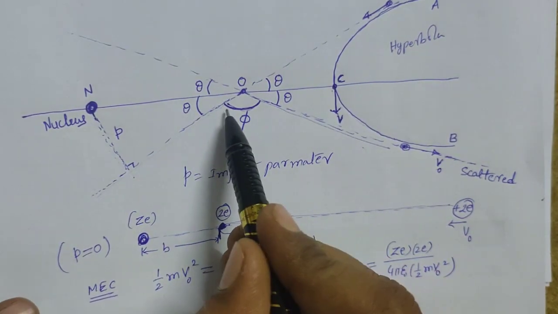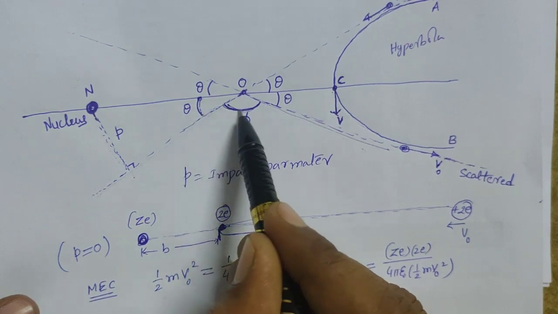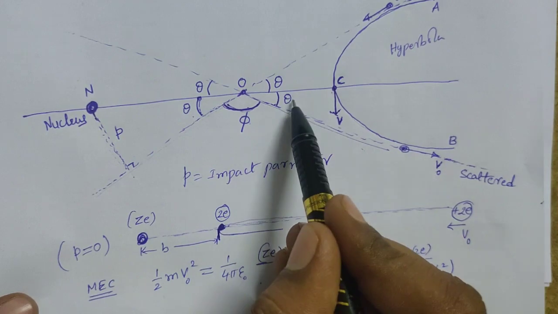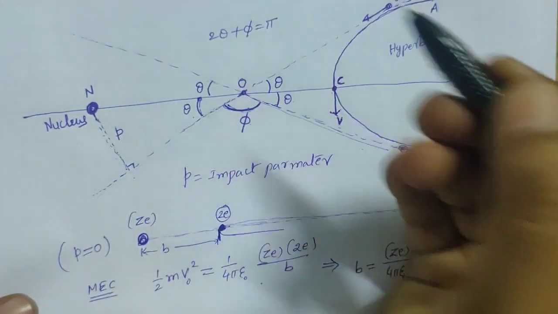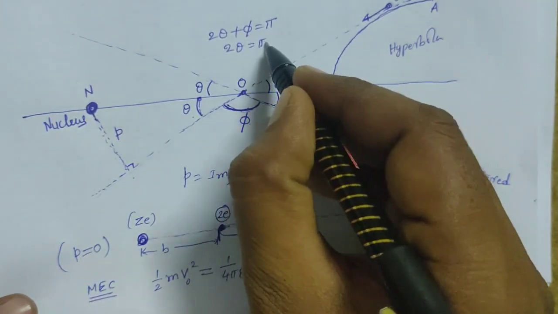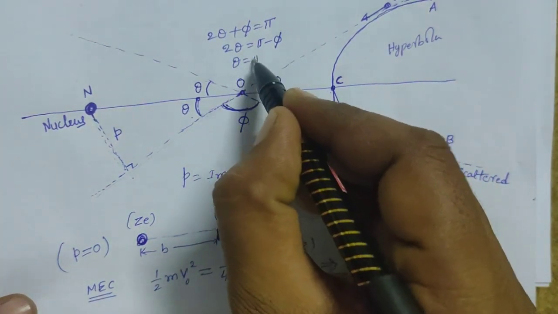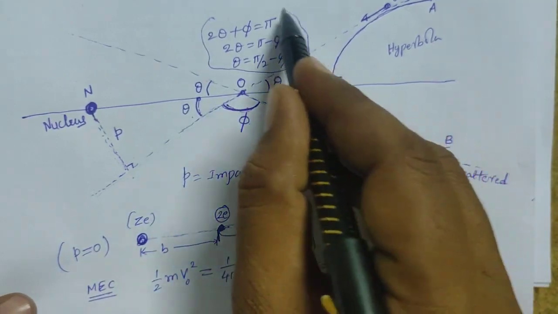So you start from here. This is theta, this is phi, and this is theta. So all together theta plus phi plus theta, so 2 theta plus phi will become 180 degrees. So from here 2 theta is equal to 180 degrees minus phi, so theta will be equal to pi by 2 minus phi by 2. So this is the relationship between them.